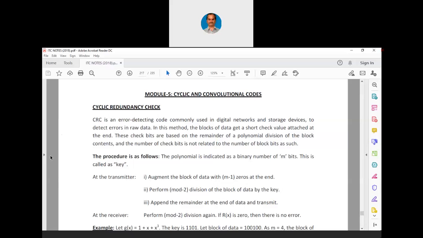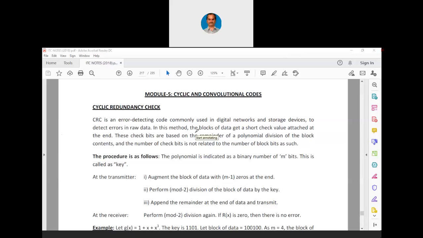Now, CRC is an error detecting code commonly used in digital networks and storage devices to detect errors in raw data. In this method, the blocks of data get a short check value attached at the end. These check bits are based on the remainder of the polynomial division of the block content, and the number of check bits is not related to the number of block bits as such. You can understand? Let me annotate this.